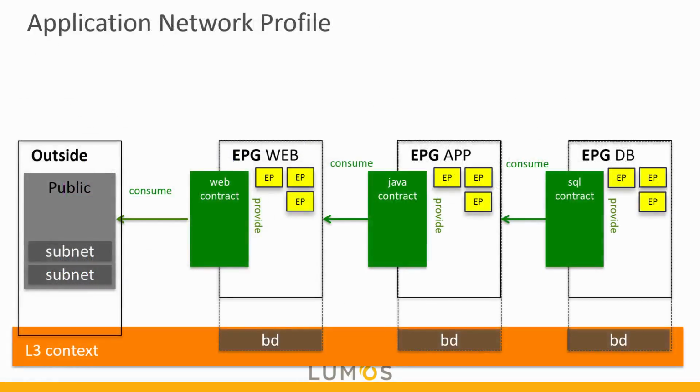So now let's take a complete look at our application network profile to round out this module. We saw this before in the last module, where we had our EPG database with its endpoints providing the SQL contract consumed by the app EPG with its endpoints, and it was providing the Tomcat or Java contract being consumed by the web EPG with its endpoints, and it was providing the web contract consumed by the public. Now the public outside we'll talk more about in the layer 3 routed outside.